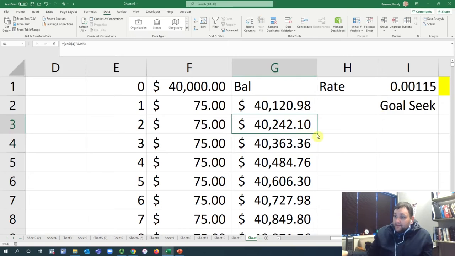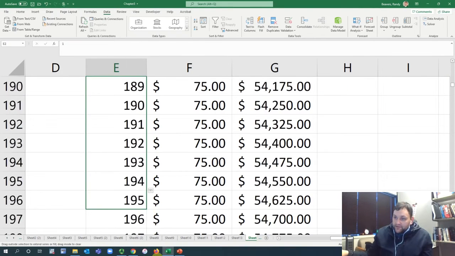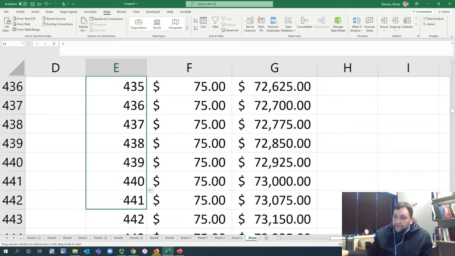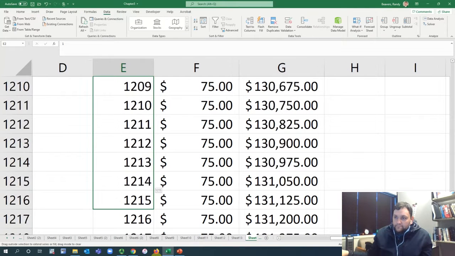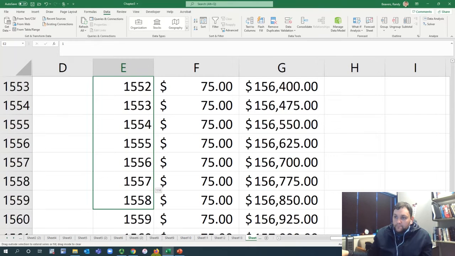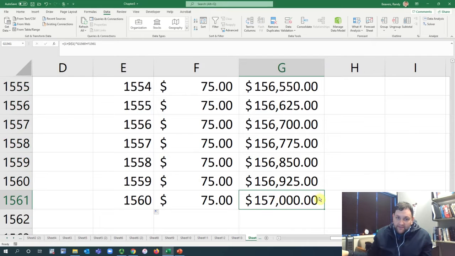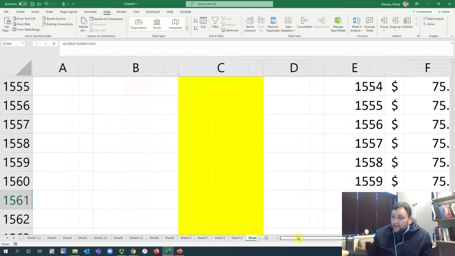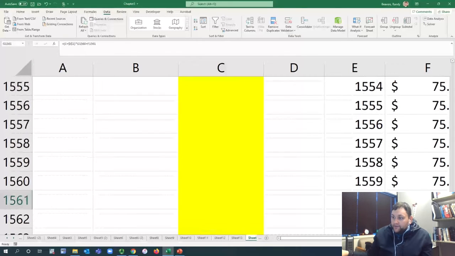And then we can send that down. This is 0, and then the 1, 2 here. We're going to have to do this for 1,560 periods, I believe. So with an interest rate of 0, we only have 157,000, but the target is actually going to be 566,527.38. How do we get that?